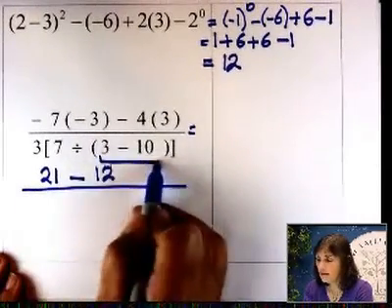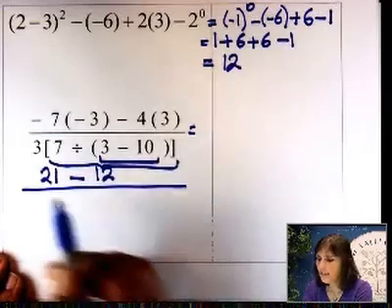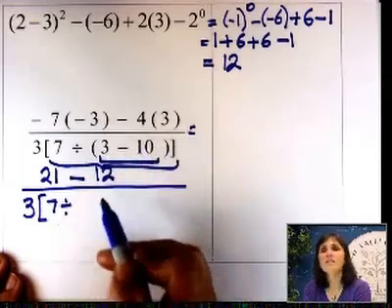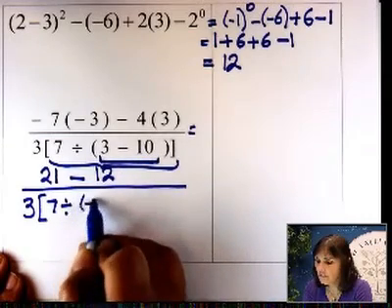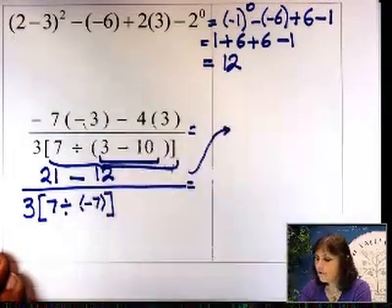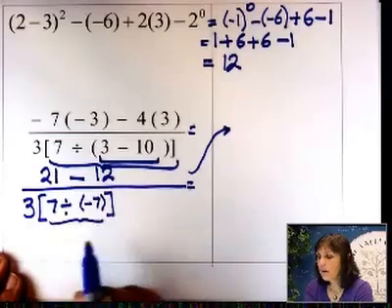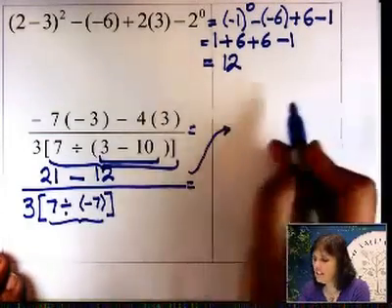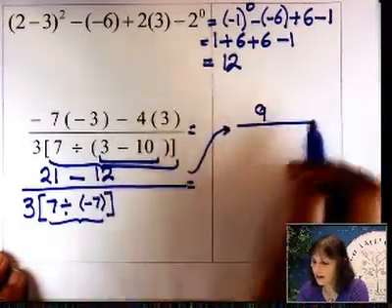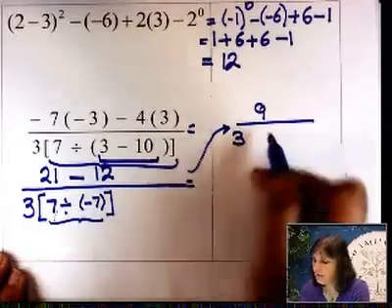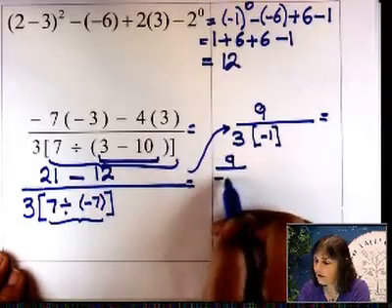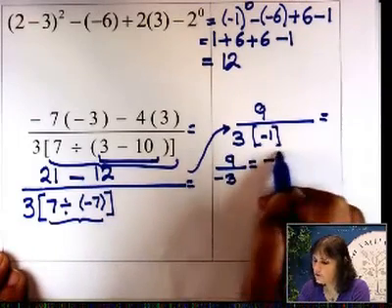I need to do the inside and then the outside a little bit. So I have 3 times 7. Let's do the inside. 3 minus 10. That is simply negative 7. I'm still dealing with the denominator. Let's go here. Now I have to do this inside the brackets. 7 divided by negative 7, that's negative 1. So on top I have 21 minus 12, which is 9. And at the bottom I have 3 times 7 divided by 7, that is negative 1. And guess what? 9 divided by negative 3, positive and negative, that gives me a negative answer.